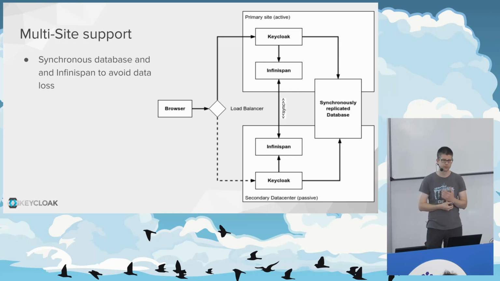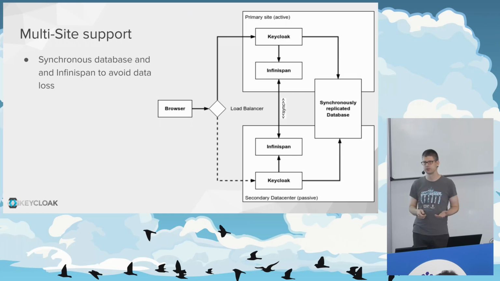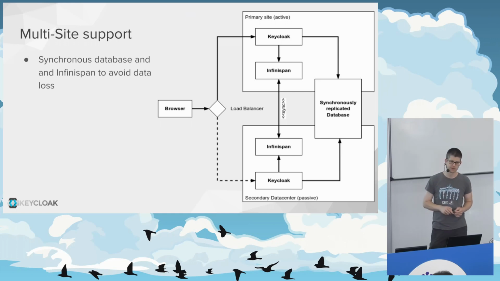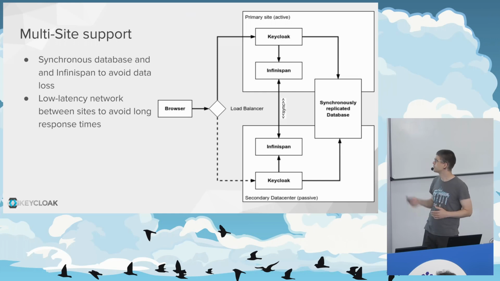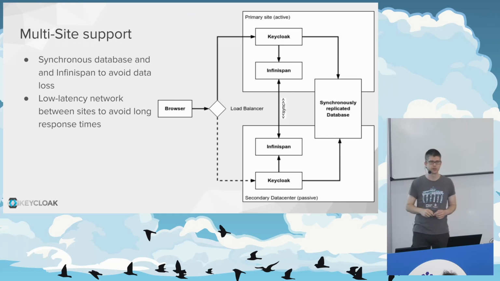If previously you were forced to go very deep into the Infinispan documentation on how to set this up, this is now part of the Keycloak documentation as an opinionated guide on how to do this, with some tested defaults that should work well for this. The requirement is still that you have a low latency network between the two sites, because we chose to do synchronous replication, so the two sites are always up to date.